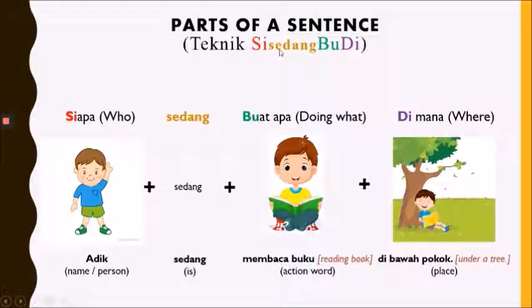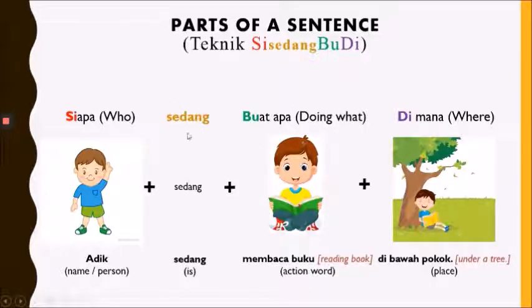Okay, and now we have this word sedang. So sedang, we will always put it in the second part. If you see the word sedang appearing, we put it second. If the word sedang is not there, then you put the actual word at number 2 place. But if you see the word sedang appearing, then you put sedang at number 2 place instead, okay? Sedang will always come before the action word, which means sedang will always come before buat apa, okay? Is that right? We'll learn this together, okay?